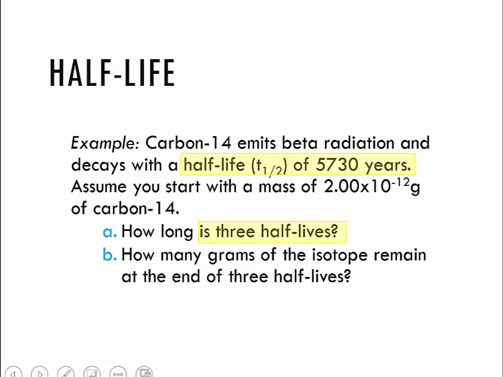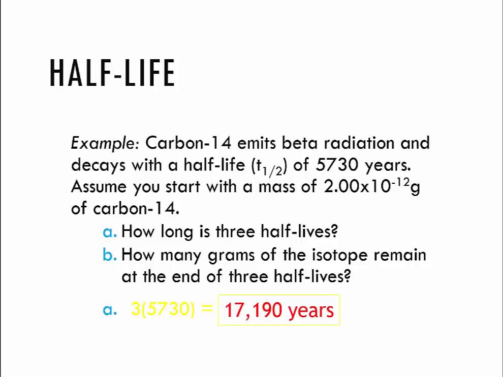So, I need 3 half-lives. 1 half-life is 5,730 years. So, to figure out 3 half-lives, all I got to do is multiply this by 3. So, 3 times 5,730, we can break out our calculator. We'll end up with 17,190 years, so a pretty long time.